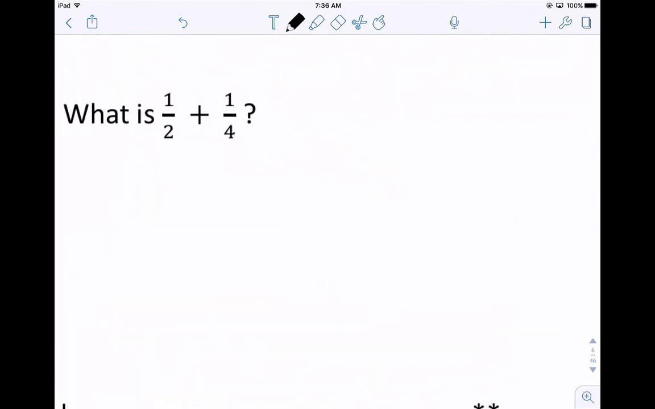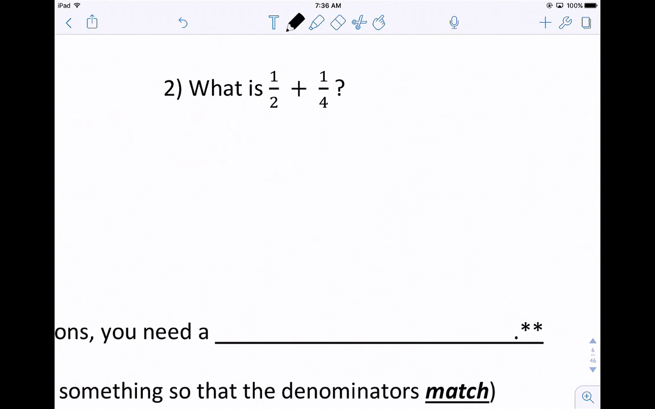Let's do an example that doesn't have a common denominator. We would look at 1 half and 1 fourth. What's 1 half plus 1 fourth? And look for a common denominator. 2 and 4 can both go into 4. So our lowest common denominator here is 4. We need to get that on the bottom of both fractions.